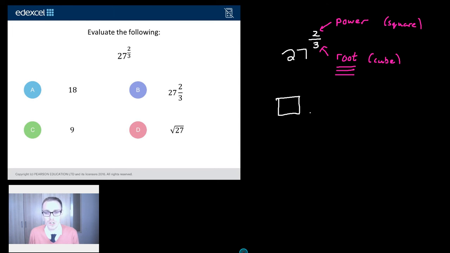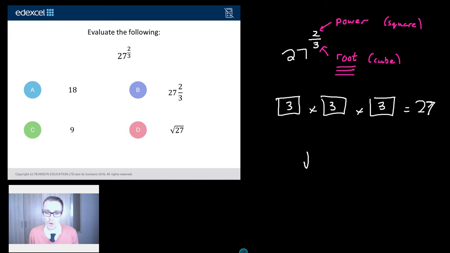Now hopefully you know your cube roots, but if you don't, I find this technique really helps. I just write my 3 boxes and I need 3 numbers all the same that multiply together to give me 27. Well, there's not that many numbers that are going to work for this. And after a little bit of trying, hopefully you're happy that 3 times 3 times 3, well, 3 times 3 is 9, times another 3 is 27.